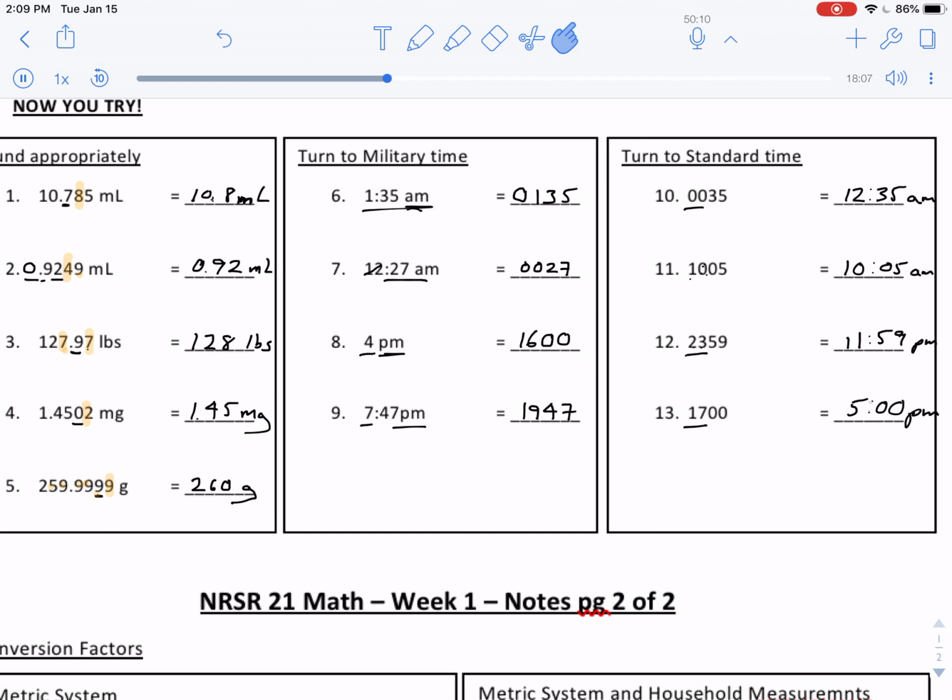I don't have to write the zeros there if I don't want to, right? It's not a trailing zero or anything. This is just military time versus standard time. All right. Hopefully that works. Let's move on.